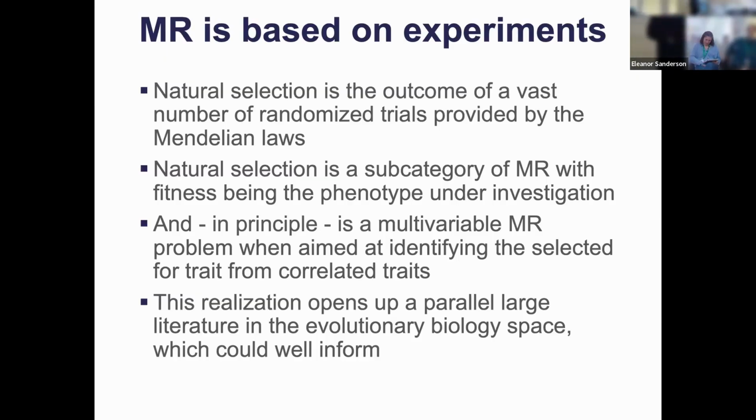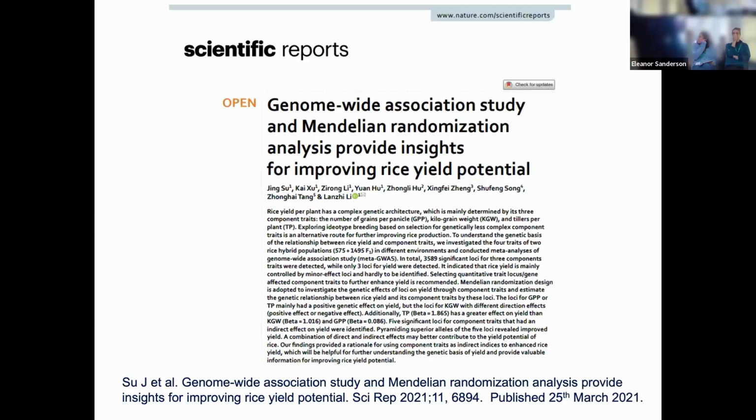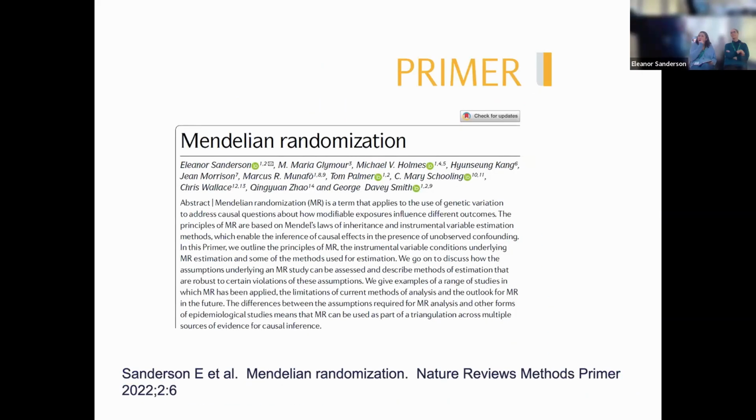But anyway, that literature could be very valuable to go back to in informing how MR works. And people in these fields, Mendelian randomization in artificial selection and natural selection, it's been used in things that are economically important, like milk, like cows, and like rice.